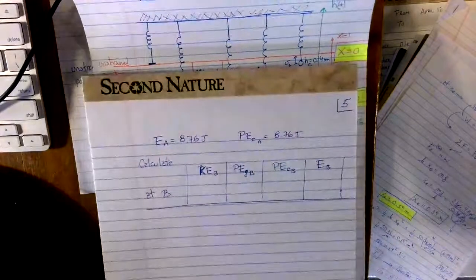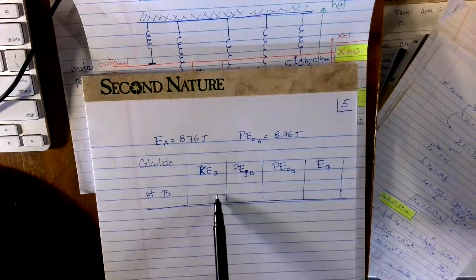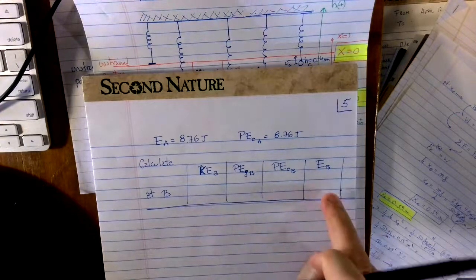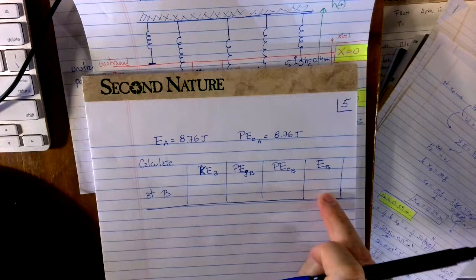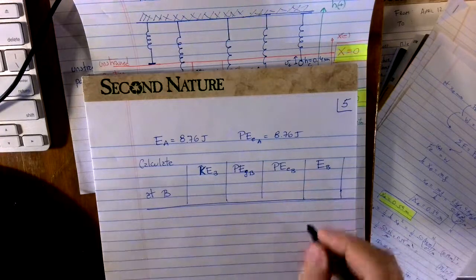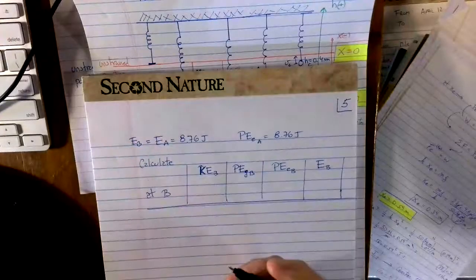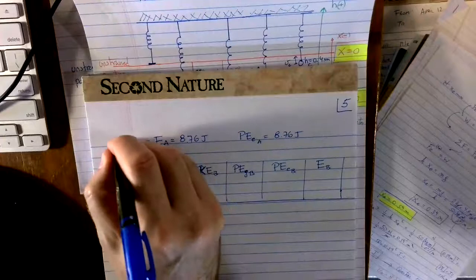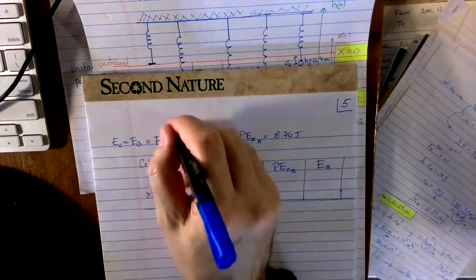Now, what do I know about all these numbers? EB, exactly. Reshmin said the correct answer. This is the guy that you can calculate easily. Exactly, Oscar, good. EB, we know that EB is actually equal to EA, and in fact it's equal to EC, in fact it's equal to the total energy. This is energy conservation.